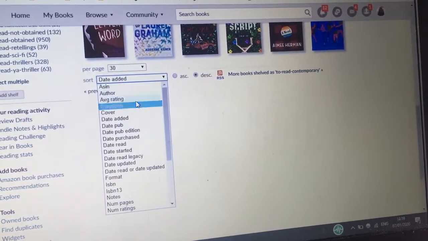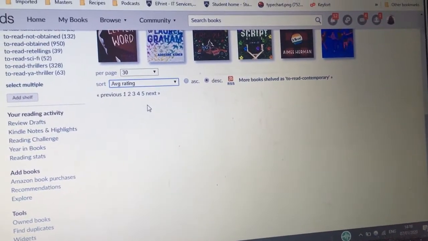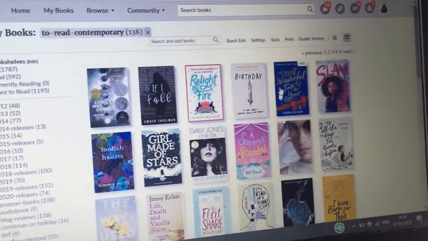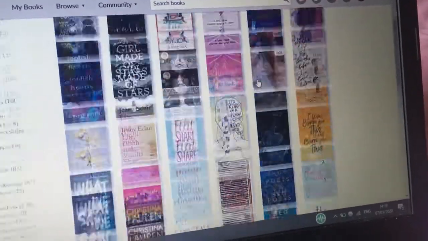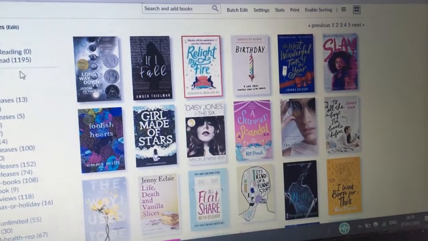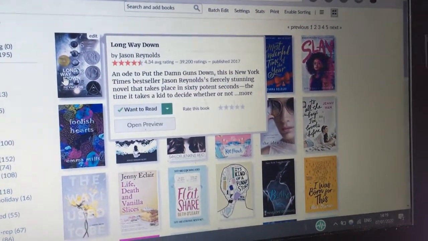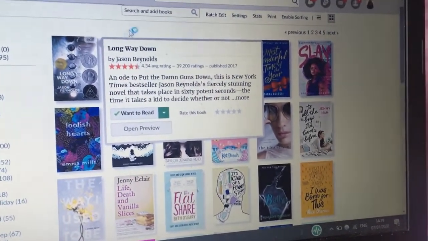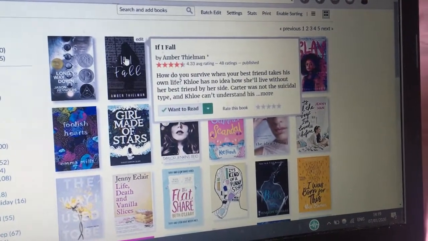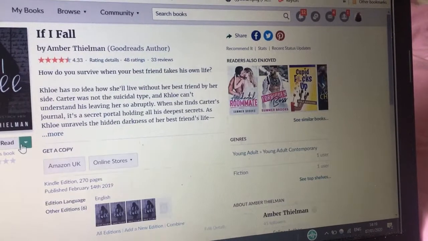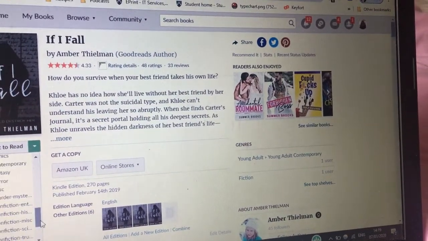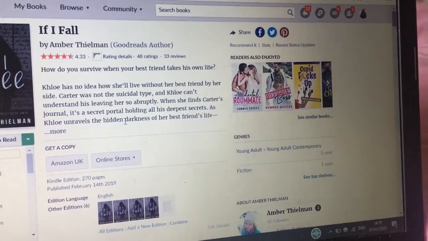Go with average rating. And descending, correct, so a long way down. That is a library book, so I don't have that currently. If I fall, I believe I've got this one. Let me check. Yes, I have that one. The next prompt was best rated contemporary, which is great because I got worst rated contemporary in my first set of rolls, so this will balance it out.